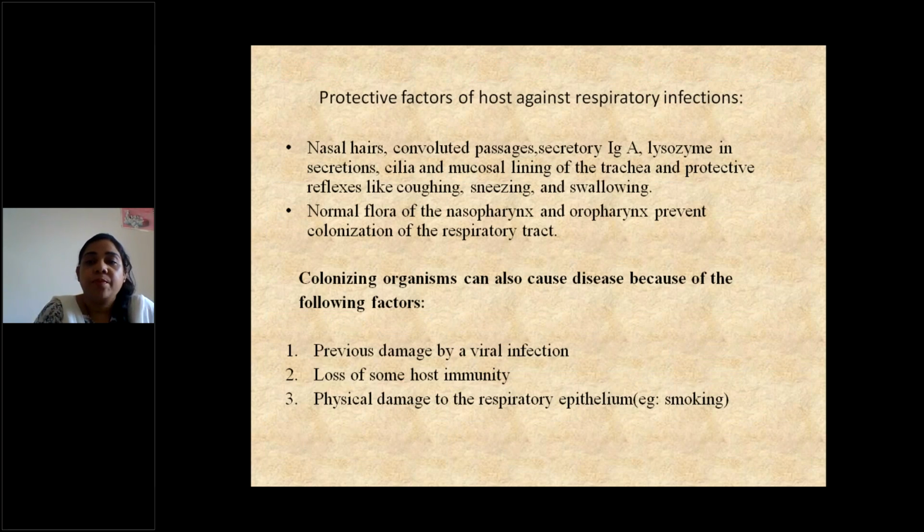Next, protective factors of the host against respiratory tract infections. There are certain factors in our body which usually protect us against respiratory tract infections. So respiratory tract infection, through where do we get infected? Through our nose, right? First. So the first defense parts which are present in our nose are nasal hairs. Next, convoluted passages and secretory immunoglobulin A and lysozyme. All of these usually act as protective factors. Next, normal flora of the nasopharynx and oropharynx.